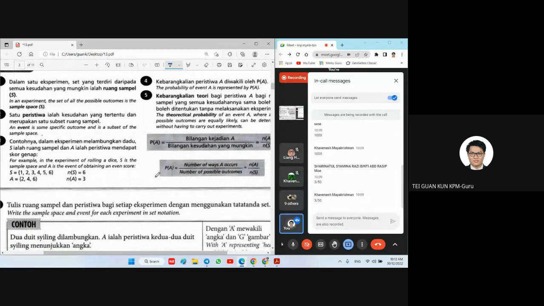Okay, so for this one you have to understand what is sample space, what is event, and the formula that we used just now. Okay, the probability of an event is equal to the frequency of that event, then divided by the total of the possible outcomes. Okay, so we are going to use this formula.